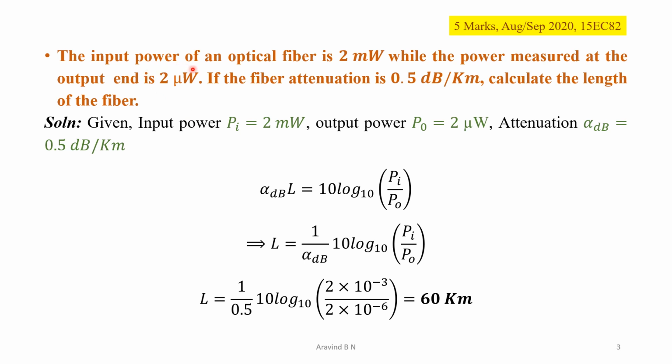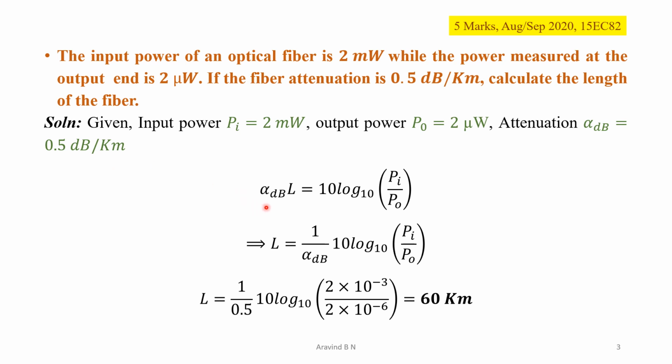The input power of an optical fiber is 2 milliwatt, while the power measured at the output end is 2 microwatt. If the fiber attenuation is 0.5 dB per kilometer, calculate the length of the fiber. Note down the given parameters. Input power Pi is equal to 2 milliwatt. Output power P0 is 2 microwatt. Attenuation alpha in dB is given as 0.5 dB per kilometer. We need to identify the length of the fiber.